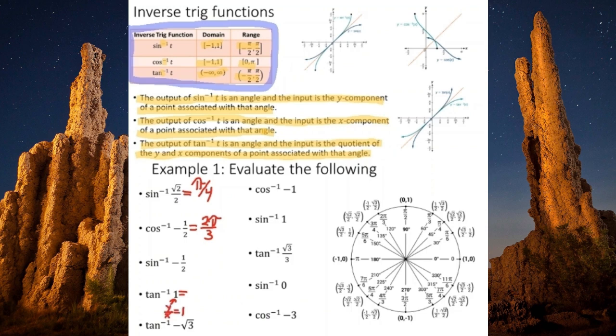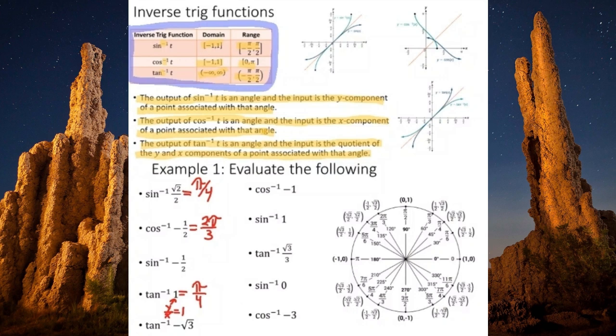In order for the quotient to be 1, that means I want x and y to be the same value. Going to my unit circle, I can find 2 points where y divided by x will be 1. That'll be root 2 over 2, root 2 over 2, and negative root 2 over 2, negative root 2 over 2. But now, which would be the correct answer? Going to the range of tangent inverse, which is between negative pi over 2 and pi over 2, 5 pi over 4 does not fit in that range, but pi over 4 does. So tangent inverse of 1 is equal to pi over 4.